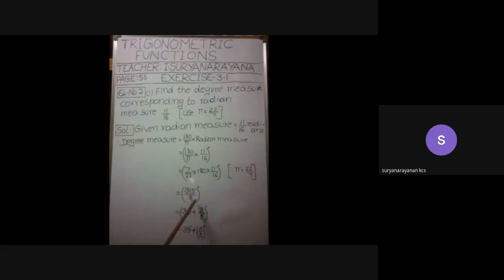Therefore, if you observe this fraction, it is an improper fraction. We are converting it into a mixed fraction. Do you know how to convert an improper fraction into a mixed fraction? Right. So we get here 39 plus 3 by 8 degrees. This is the improper fraction we converted into a mixed fraction. It means 39 degrees plus 3 by 8 degrees. Understood this step, my dear children? Right.